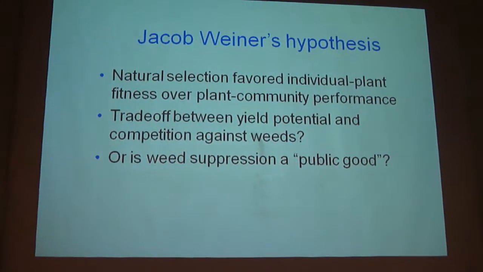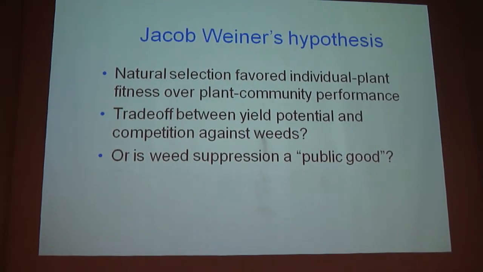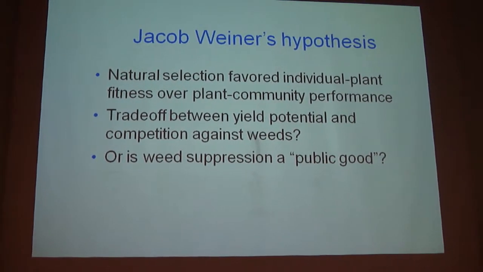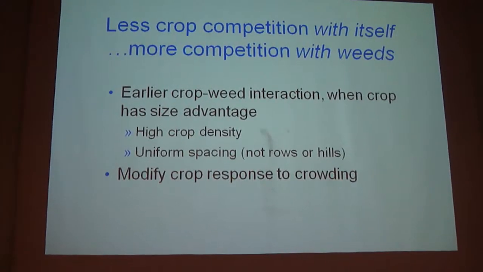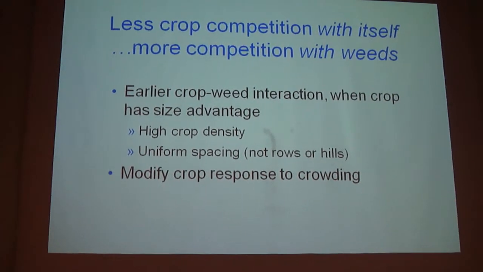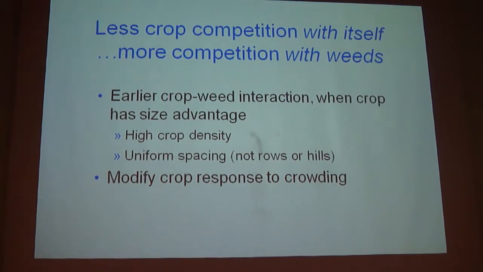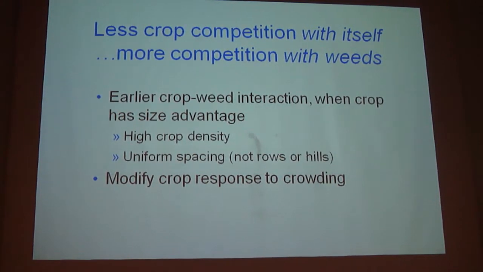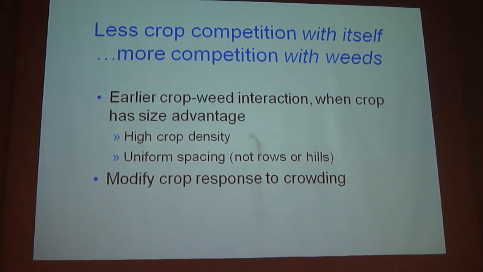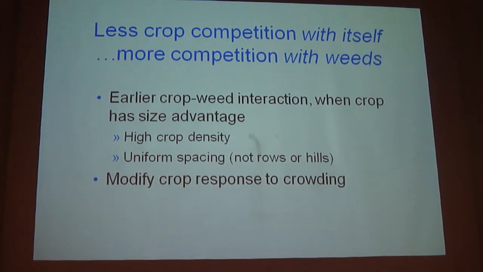So he says that there isn't necessarily a trade-off between yield potential and competition against weeds, that weed suppression may be a public good, something that wouldn't be favored by natural selection, but that should perhaps be favored by plant breeding or biotechnology. And here's his logic. The idea is that in order to get high yield potential, we are going to have to sacrifice the ability of wheat to compete with wheat. But that we don't necessarily have to sacrifice the ability to compete with and suppress weeds.